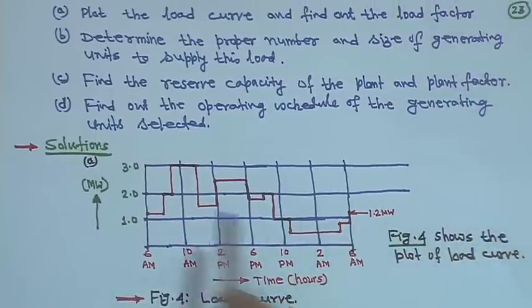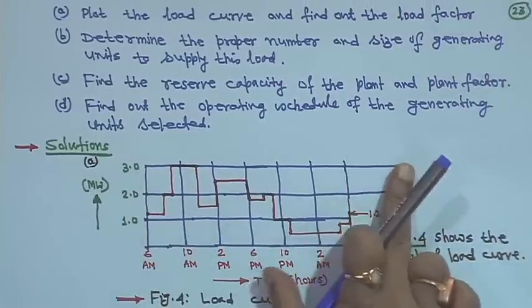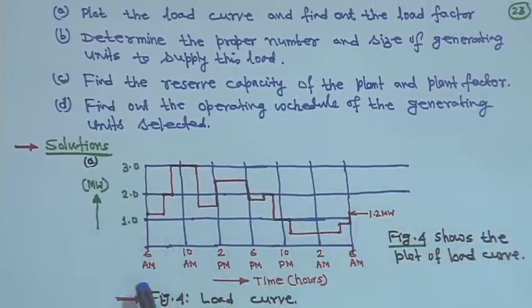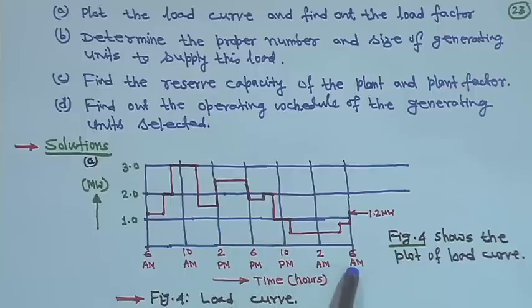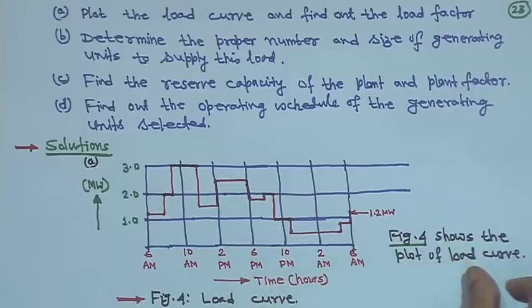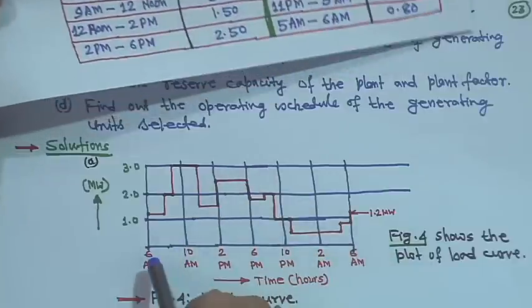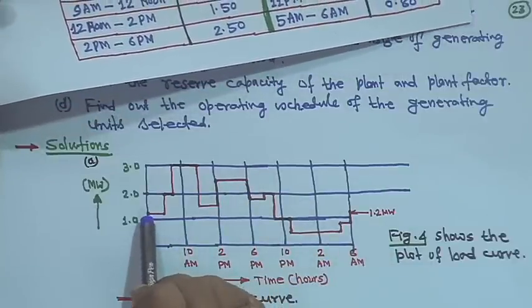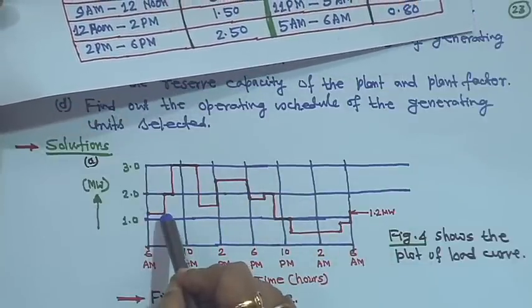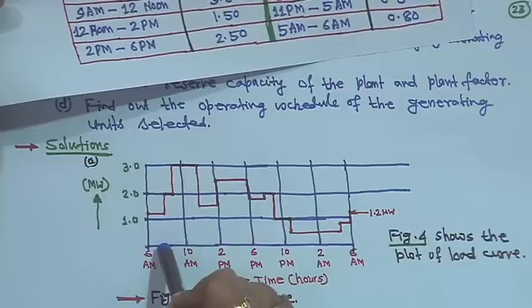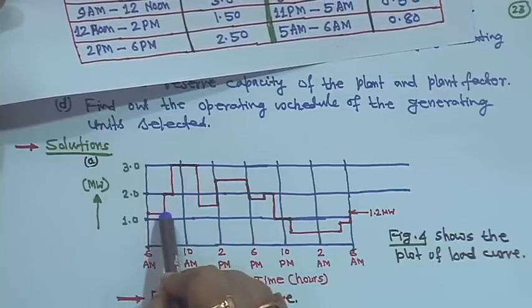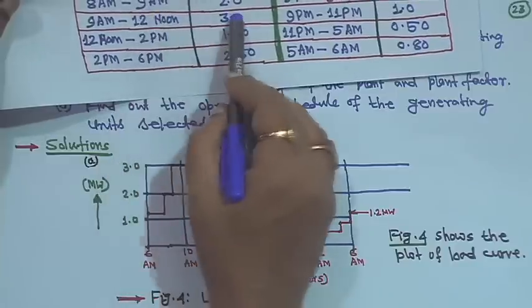Solution. First, you draw the load curve; forget about this line, think only up to here. I have marked 6 am, 10 am, 2 pm, 6 pm, 10 pm, 2 am, 6 am. At 6 am to 8 am, the load is 1.2 megawatt. So at 6 am it is 1.2, and it will extend up to 8 am, somewhere here, at 1.2 megawatt. Now, 8 am to 9 am, 2 megawatt.